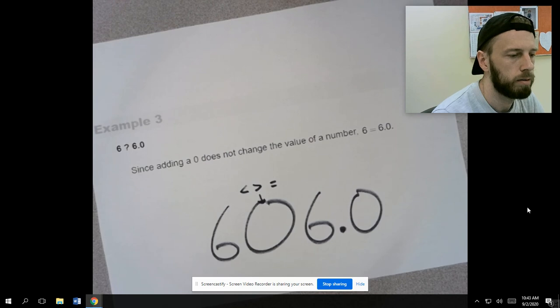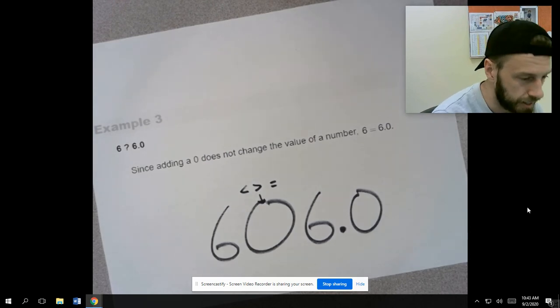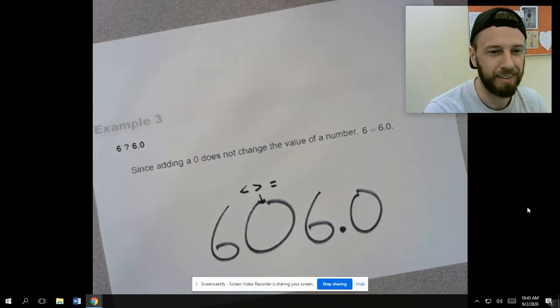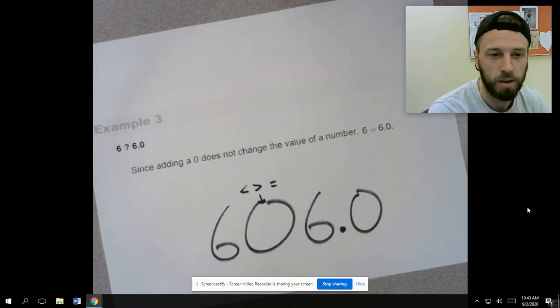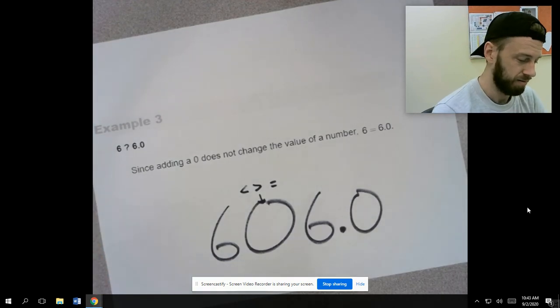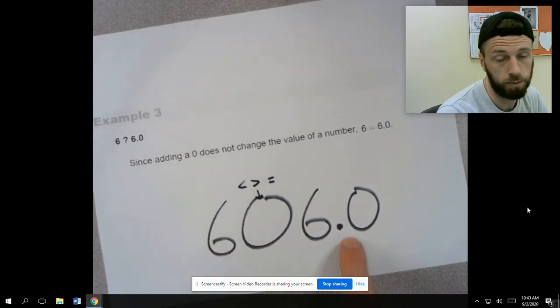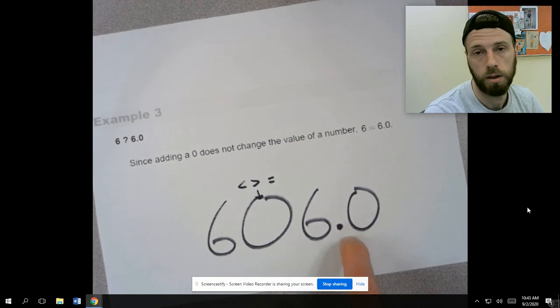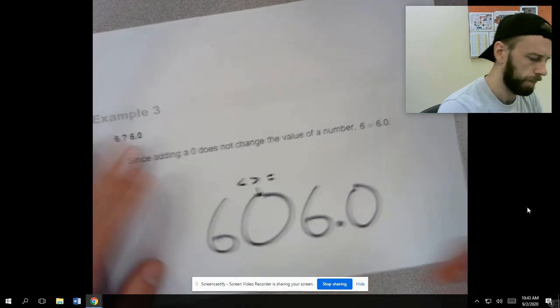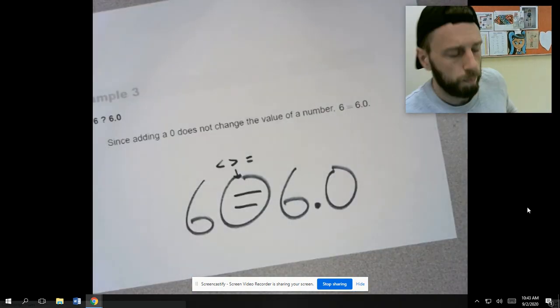How do they compare? Since adding a 0 behind the decimal does not change the value of 6, these two numbers are the same. If you said you had $6 and I said, well, I have $6.0, it's the same. So we would say that those numbers are equal.